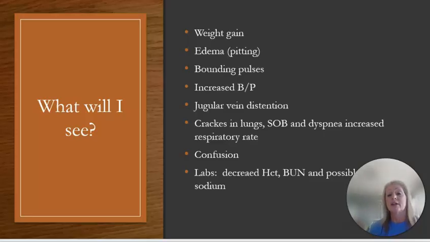So you're going to see patients that are going to have shortness of breath. They're going to have dyspnea, which is the medical term for shortness of breath. Their respiratory rates are going to go up. They're going to have more difficulty breathing, and they can also get some confusion too.